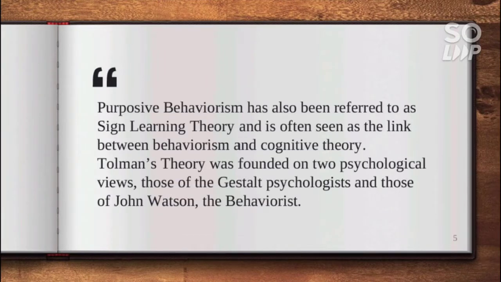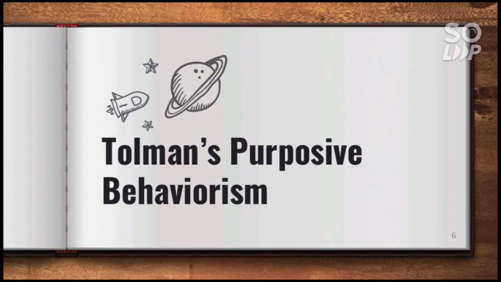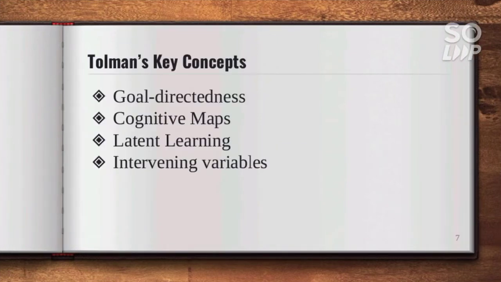Purposive behaviorism has also been referred to as sign learning theory and is often seen as the link between behaviorism and cognitive theory. Tolman's theory was founded on two psychological views, those of the Gestalt psychologists and those of John Watson, the behaviorist. Tolman believed that learning is a cognitive process. Learning involves forming beliefs and obtaining knowledge about the environment, and then revealing that knowledge through purposeful or meaningful and goal directed behavior.